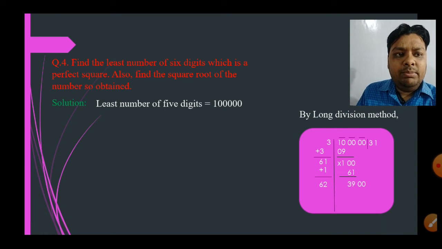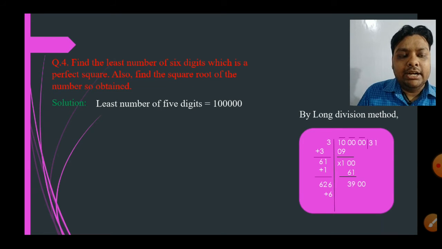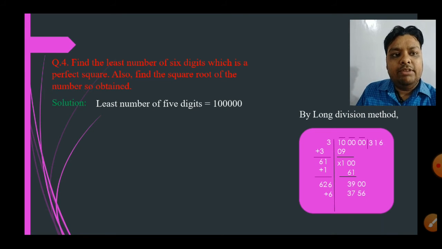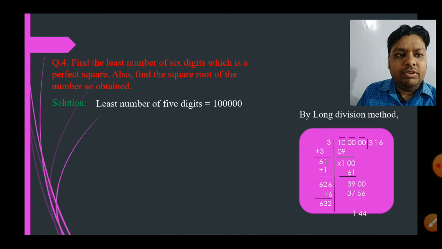If we multiply it with 6, then 626 into 6 will be less than 3900, because if we take 627 into 7, then it will be more than 3900. It means we cannot take 7, we will take the previous value 6, and that 6 we have to write in the divisor side and in the quotient side. Now 626 into 6 will be 3756. Now we will add and subtract, and we will get 632 and the remainder 144.